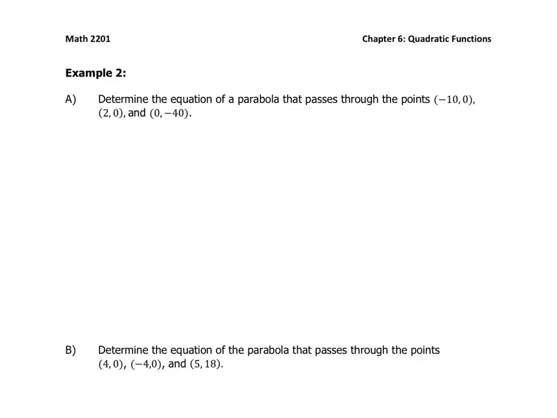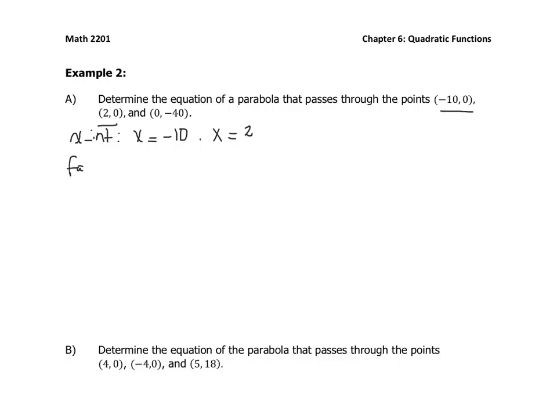All right, so example 2 here now has, instead of a graph, you've just been given the list of points that are on a parabola, and you're asked to come up with the equation. So determine the equation of a parabola that passes through the points (-10, 0) and (2, 0). If you think about that for a minute, if the y-coordinate is 0, that means these are x-intercepts. So you have the x-intercepts would be x equals -10 and x equals 2.